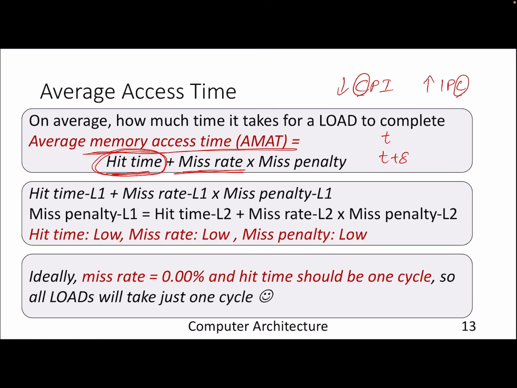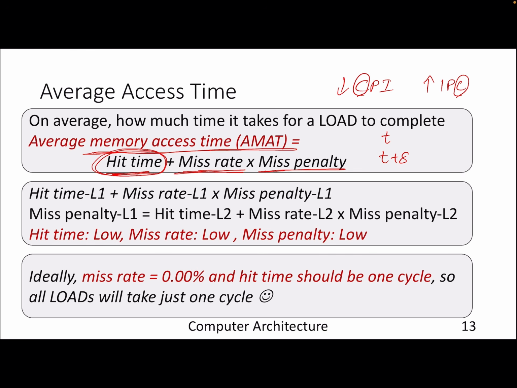But if you get a miss, find out what fraction of accesses are missed. That's nothing but the miss rate, and what's the penalty associated with that miss. So if you multiply the miss rate with the miss penalty, that gives you the entire access time on top of the hit time, because hit time will be there irrespective of hit or miss. You have to first compare to know whether it's a hit or miss, right?